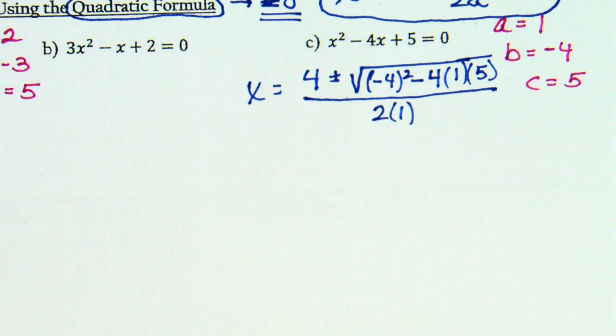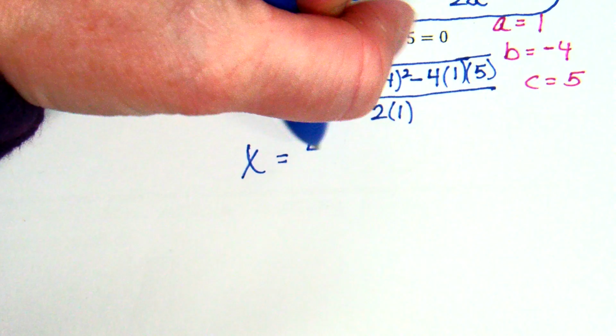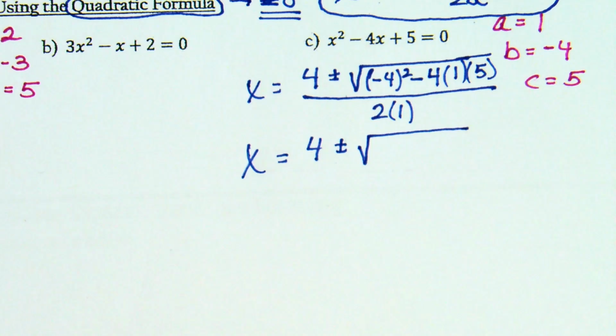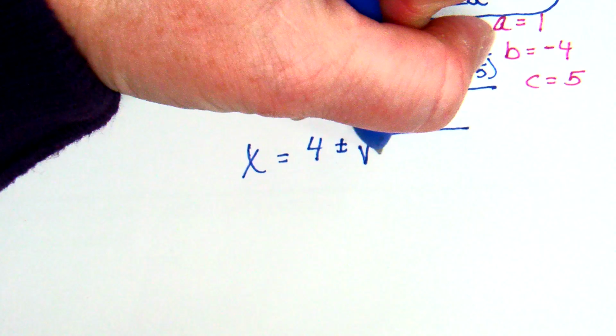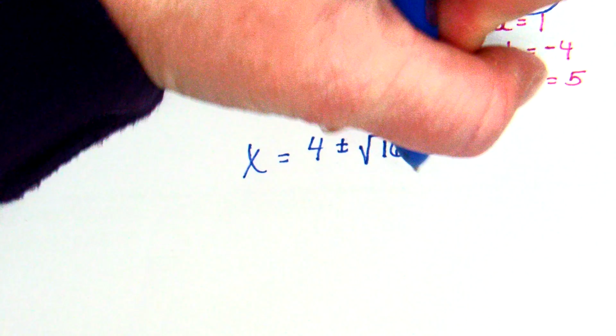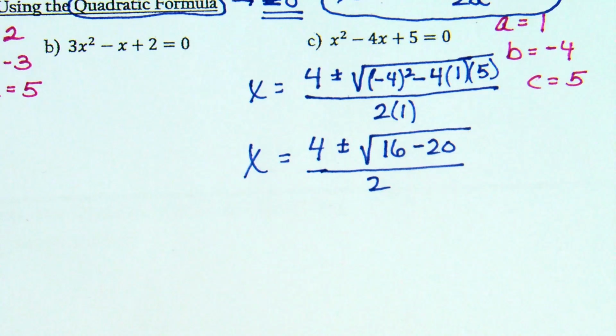Okay, 4 plus or minus. What is happening under that radical? Okay, negative 4 squared is positive 16. Minus 4 times 1 times 5 is minus 20. All over 2. If you didn't already, 16 minus 20 is negative 4. So I personally am at the point of having 4 plus or minus the square root of negative 4 all over 2.